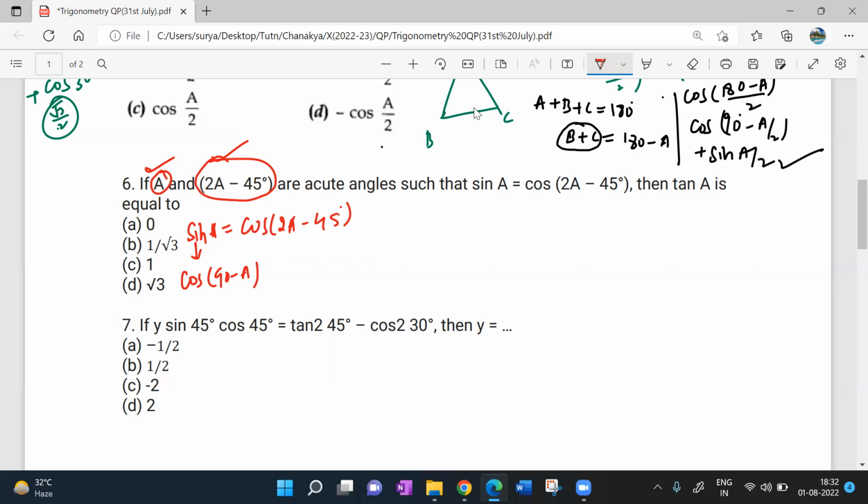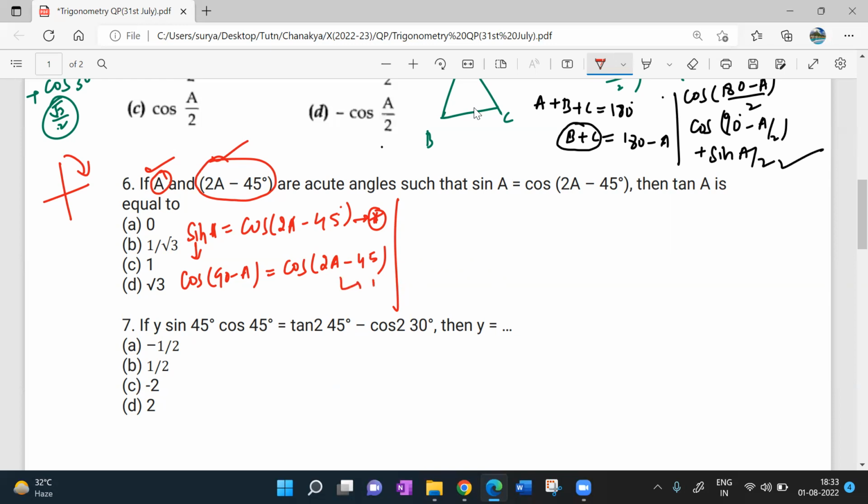Why? Because he's talking about acute angles. Acute angle is nothing but less than 90. So it should be 90 minus theta. It can't be 90 plus theta. 90 plus theta is nothing but again it will be an obtuse angle. So cos of 2A minus 45, and cos of 90 minus A, right? Now, if you observe this properly, this is my star equation. Let us take this as my star equation.